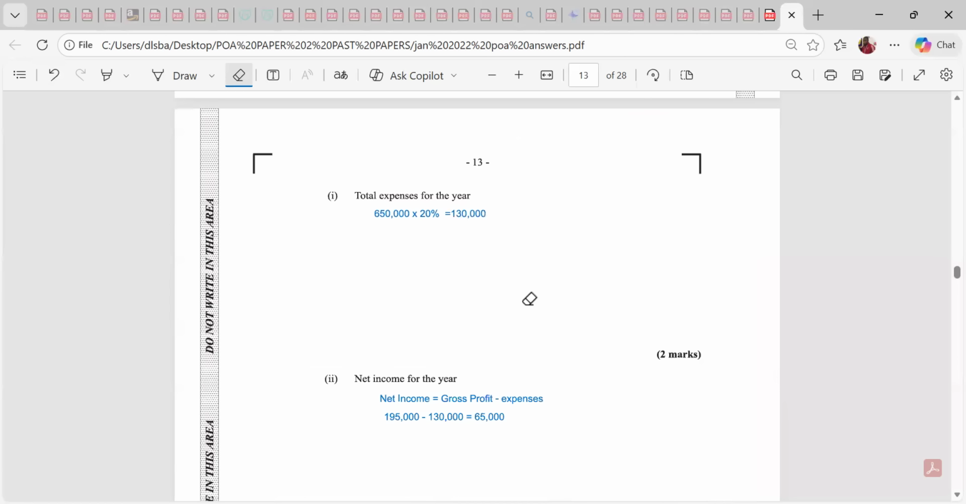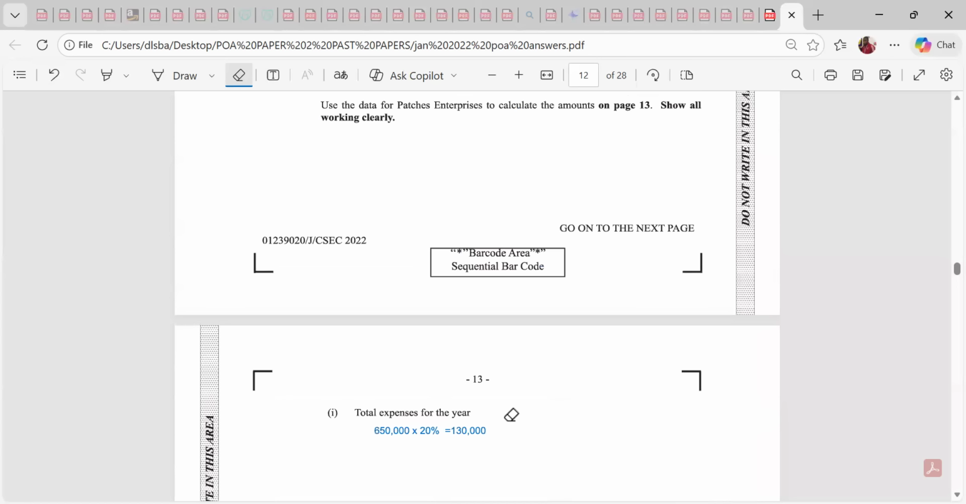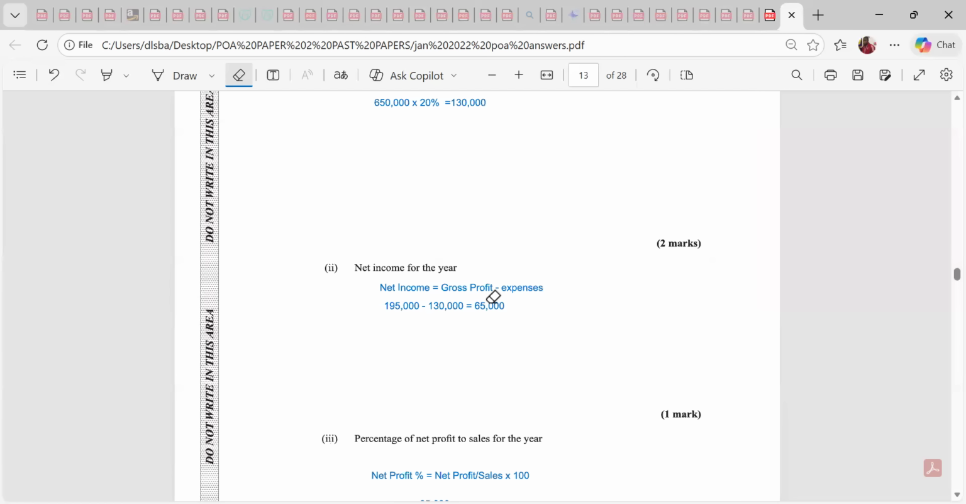The net profit for the year: we have our gross profit, and we just calculated our expenses. So it's just gross profit minus expenses, and that'll give us our net profit. Again, don't overthink it.